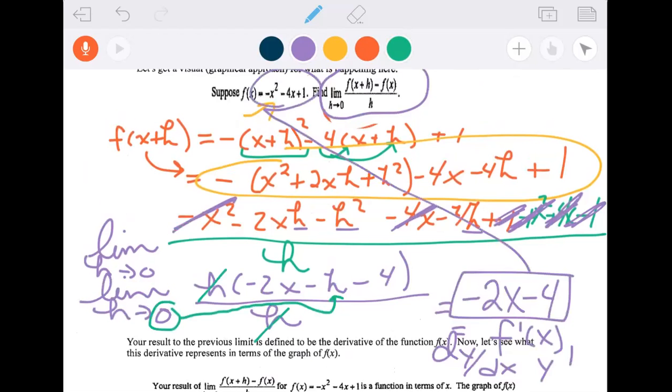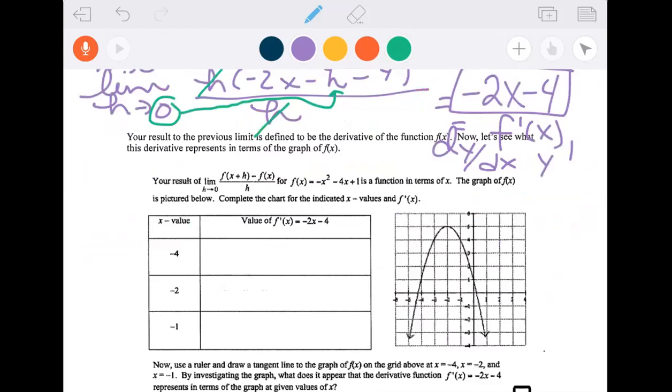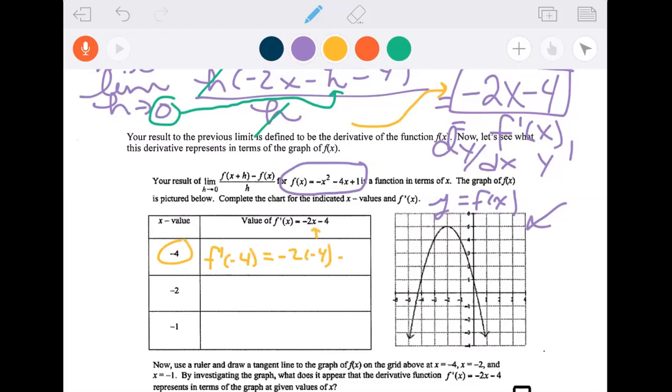What does it do for us? Well, let's go down here. I now have this function graphed right here. So this is the graph of y equals f of x, an upside down parabola that's pre-graphed. Let's see what this function that we just created by doing that limit process gives me when x is negative 4. I would say the derivative of f at negative 4 is equal to negative 2 times negative 4 minus 4, which equals 4. Remember I told you derivatives are slopes. They're slopes of the tangent line there. By there I mean at x equals negative 4.